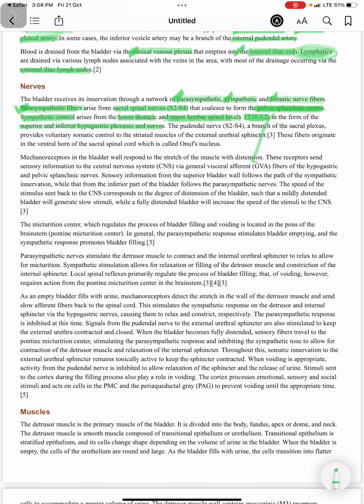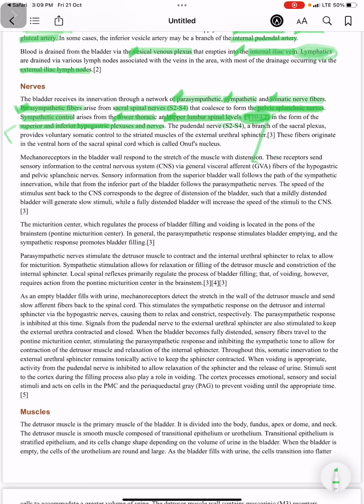So this sympathetic control arises from the lower thoracic and upper lumbar spinal levels T10 to L2 in the form of the superior and inferior hypogastric plexus and nerves.